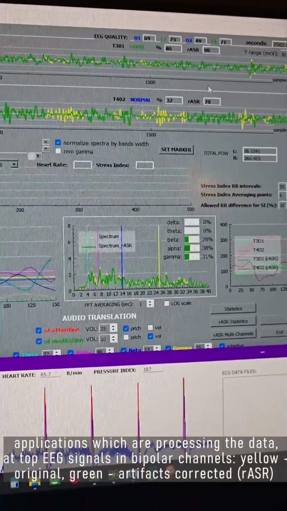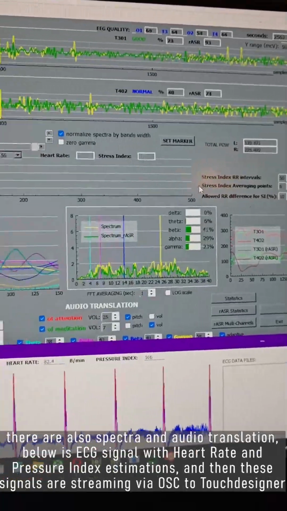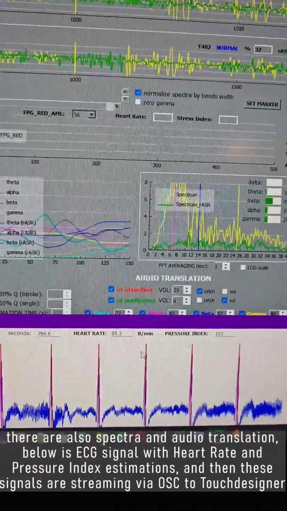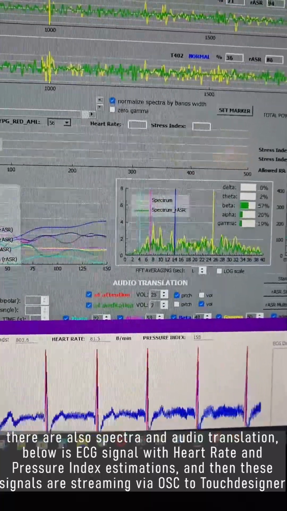And here is the EEG signal from bipolar channels, yellow original, green with artifacts correction, raster. There are also spectra of the signal, audio translation below. Under the ECG signal, there is heart rate estimation and pressure index, and then the signal is streaming to TouchDesigner.